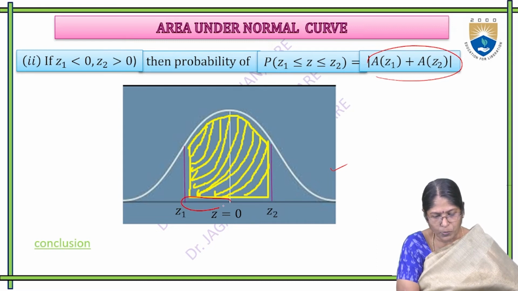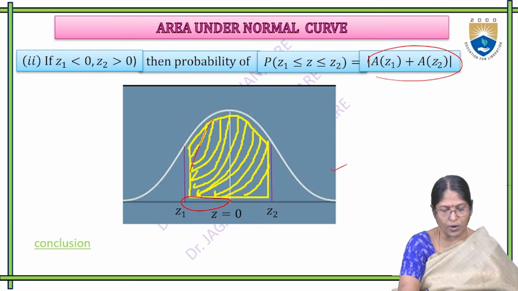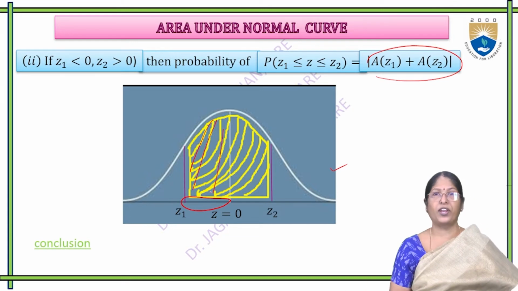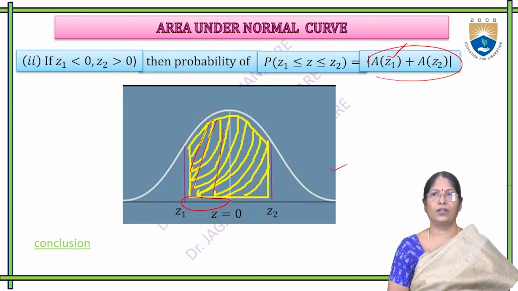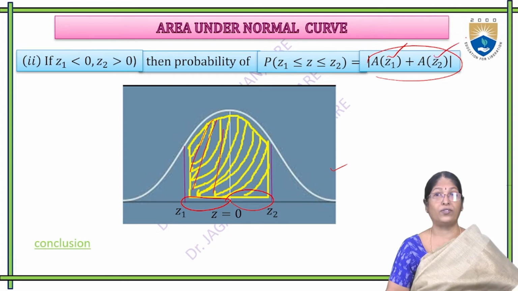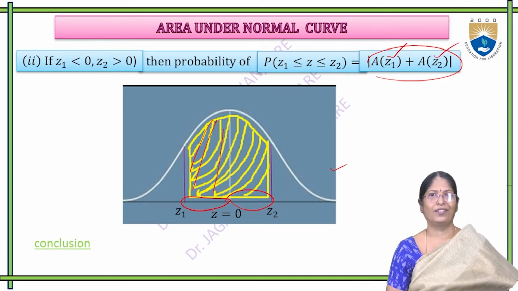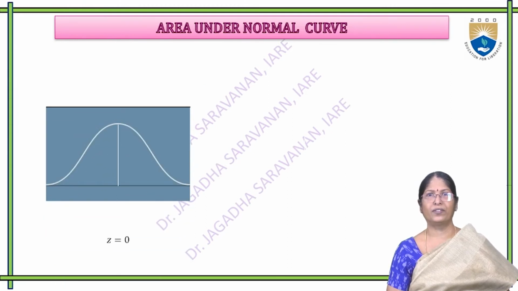So this part we are calculating first, this particular yellow color shaded one. This part, 0 to Z1, is the area of Z1. 0 to Z2 is the area of Z2. Fine. So area of Z1 plus area of Z2. One more we can see.